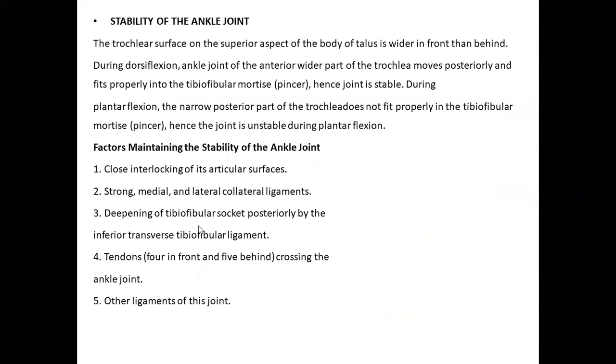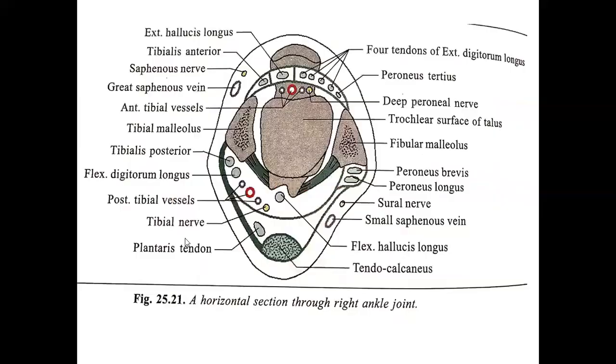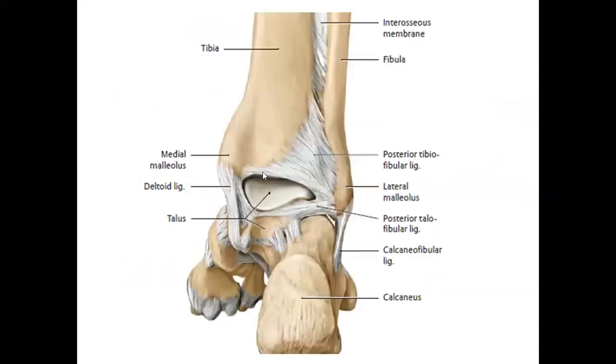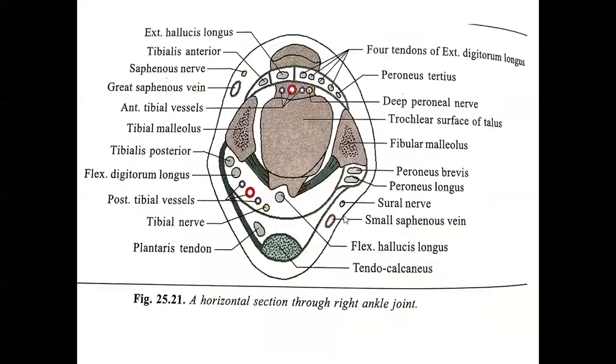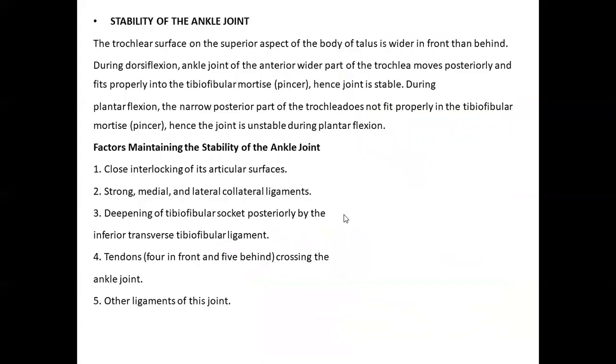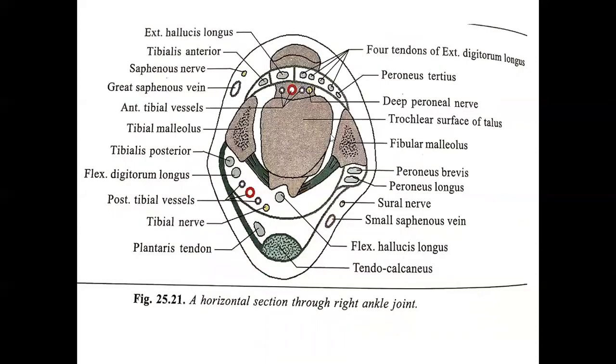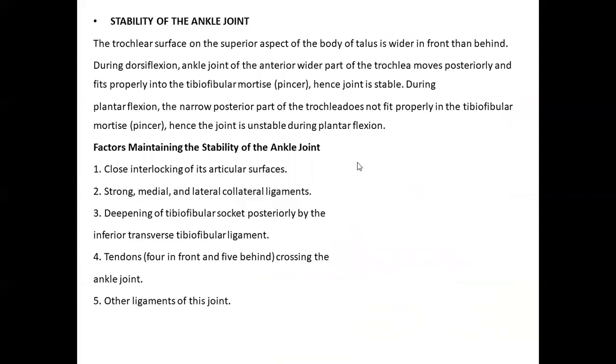There is deepening of this tibiofibular socket posteriorly, because we said that there is an inferior transverse tibiofibular ligament posteriorly. Here, this ligament is present. It deepens this cavity. The joint is strong laterally and medially because there is the deltoid ligament and the lateral ligament, okay? Then we have tendons that cross anteriorly, and they provide stability, and we have other ligaments of the joint.